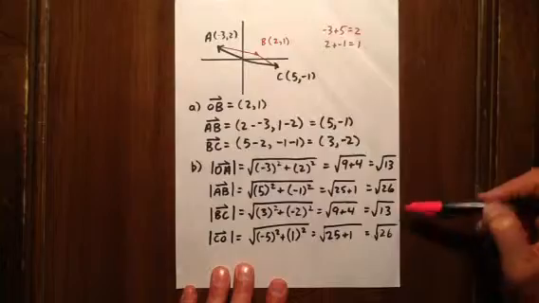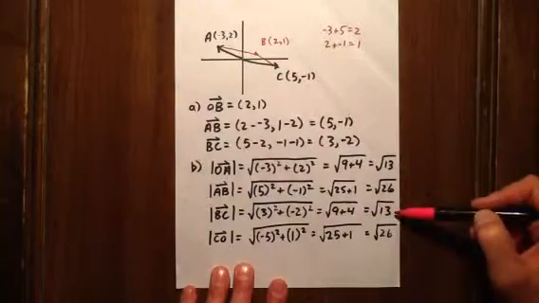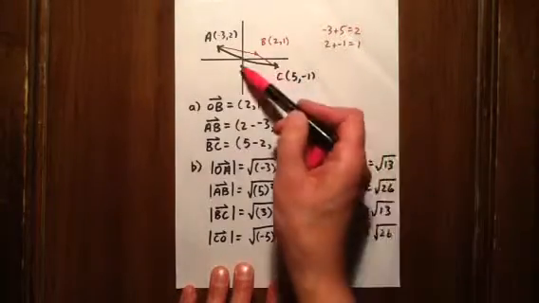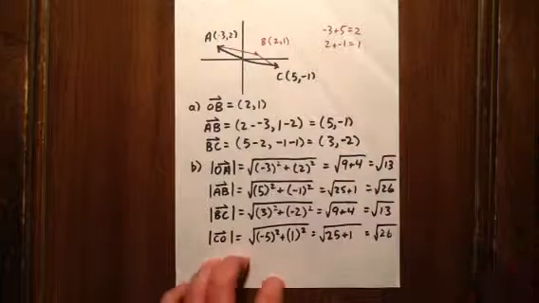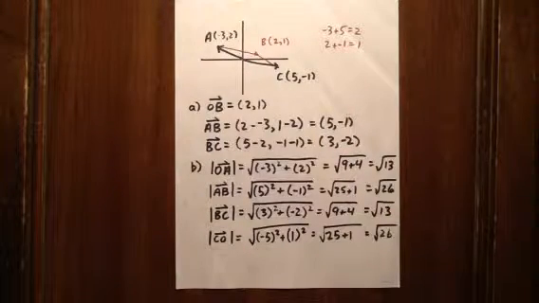And similarly, the vector BC has a magnitude of root 13, and the vector CO has a magnitude of root 26, which is what we would expect, the opposite sides of a parallelogram having the same magnitude.